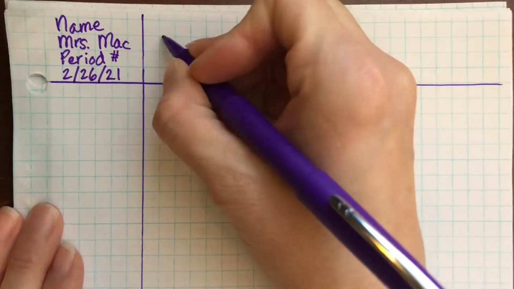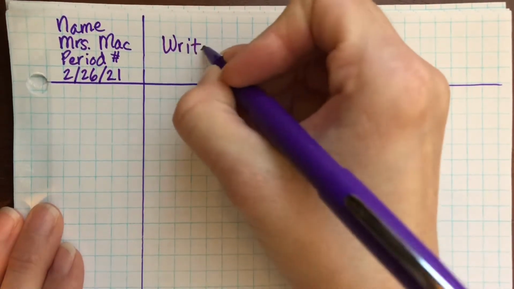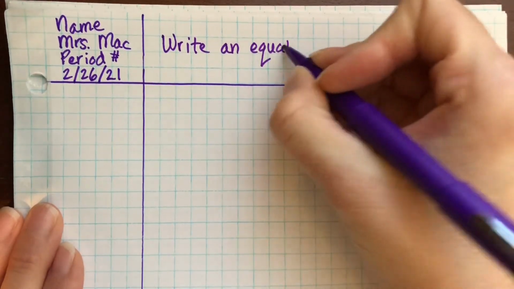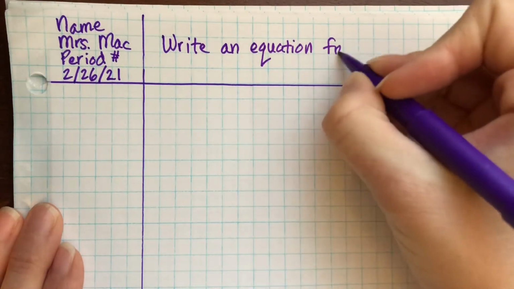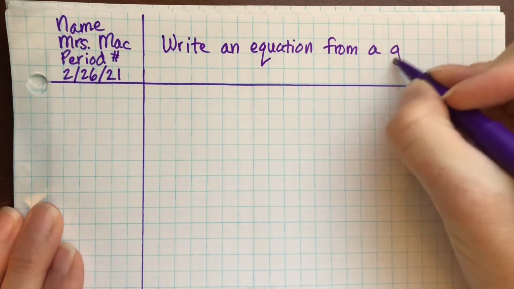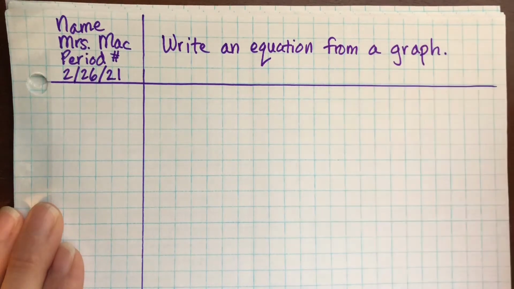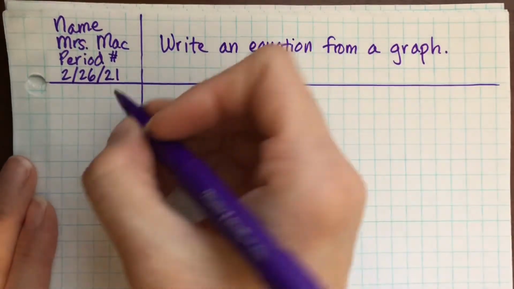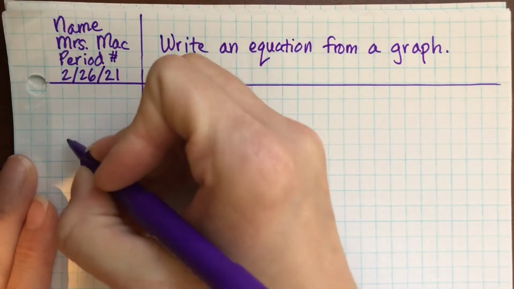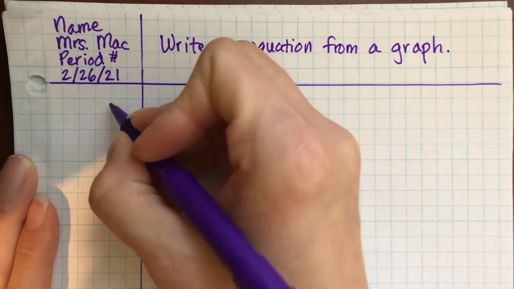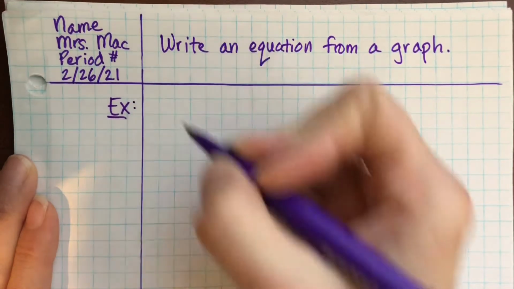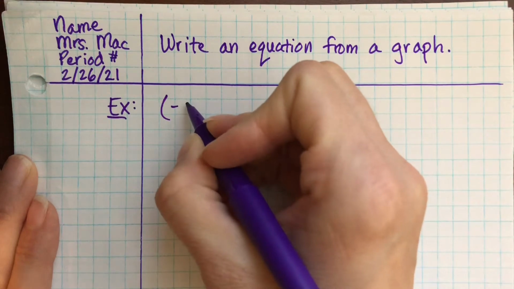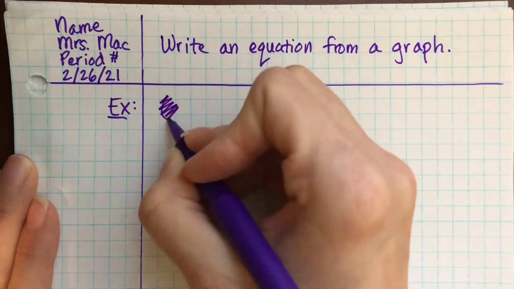Okay, so today we're going to write an equation from a graph, okay? So let's actually take a look at a graph. Well, actually, first we're going to start with this example. Let's take a look at what happens when you have a point. I'm sorry, not a point.